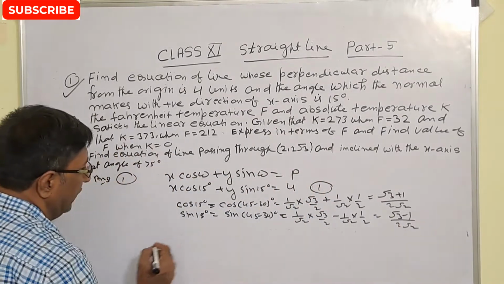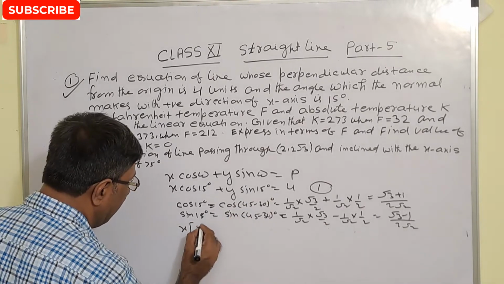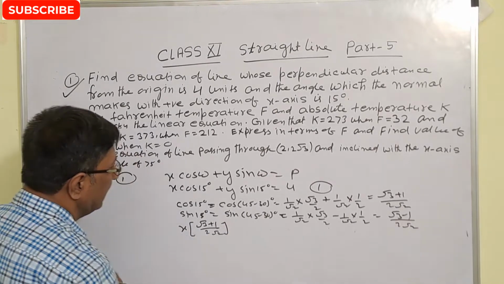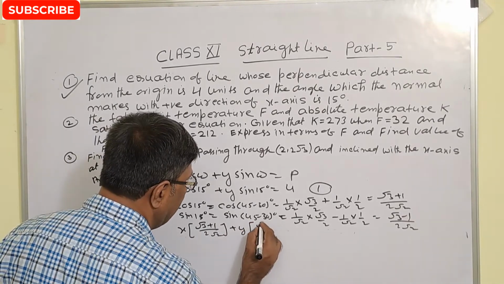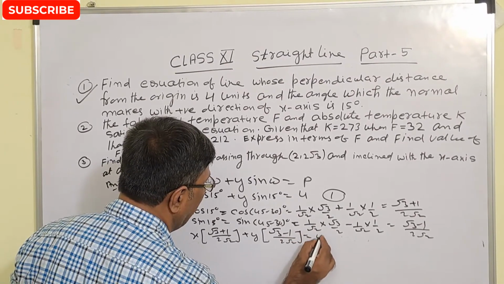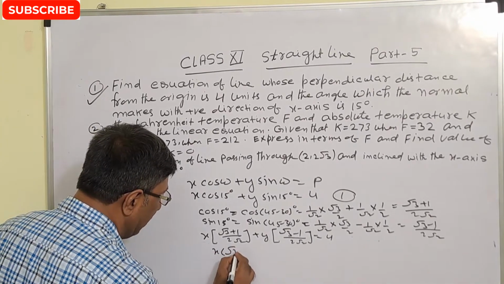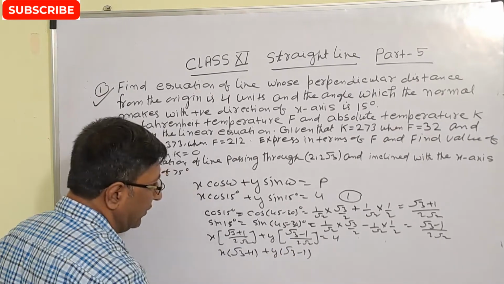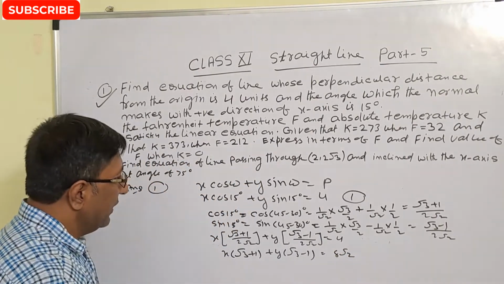Now put this value. So you will get x into cos 15, so our answer is root 3 plus 1 divided by 2 root 2, right? And this is y into sin 15, so our answer is root 3 minus 1 divided by 2 root 2. And this equal to 4. So if we take LCM, it will become x into (root 3 plus 1) plus y into (root 3 minus 1) equal to 4 into 2 root 2, that is 8 root 2. So this is the right equation.